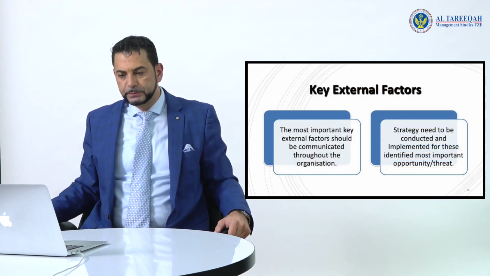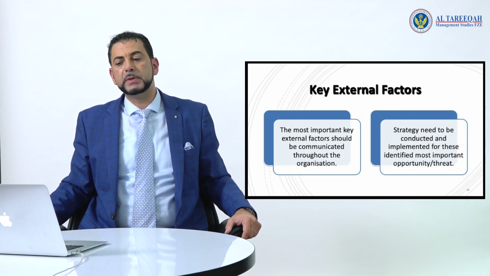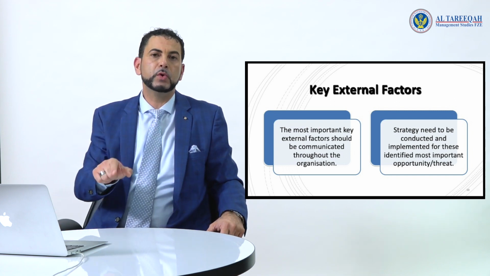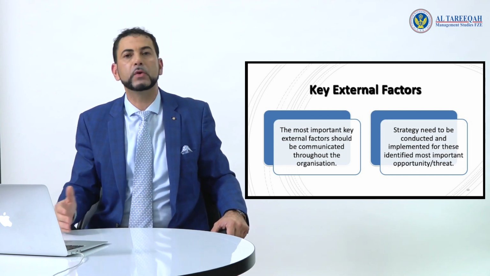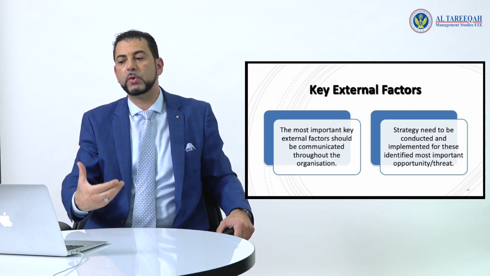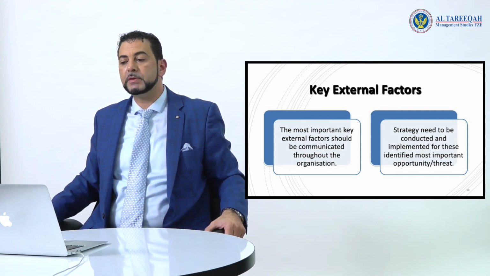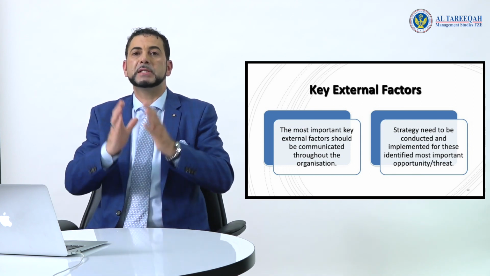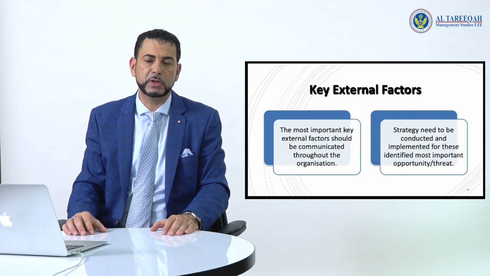Now, the external factors, and we're up to slide number 13, the most important key external factors should be communicated throughout the organisation itself. A very important key point here is that whatever the factors were, they need to be communicated throughout the organisation, because people need to be aware of the threats and opportunities, and therefore everybody can work on the same goal. The strategy needs to be conducted and implemented for these identified most important opportunities and threats. Once that's been formulated, as I said, it needs to be communicated to your stakeholders, and everybody needs to make sure they're working through the same strategy itself.